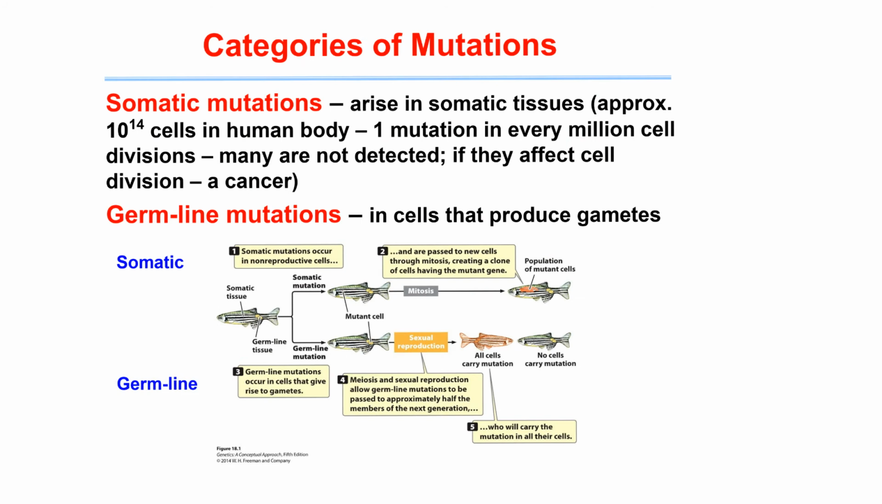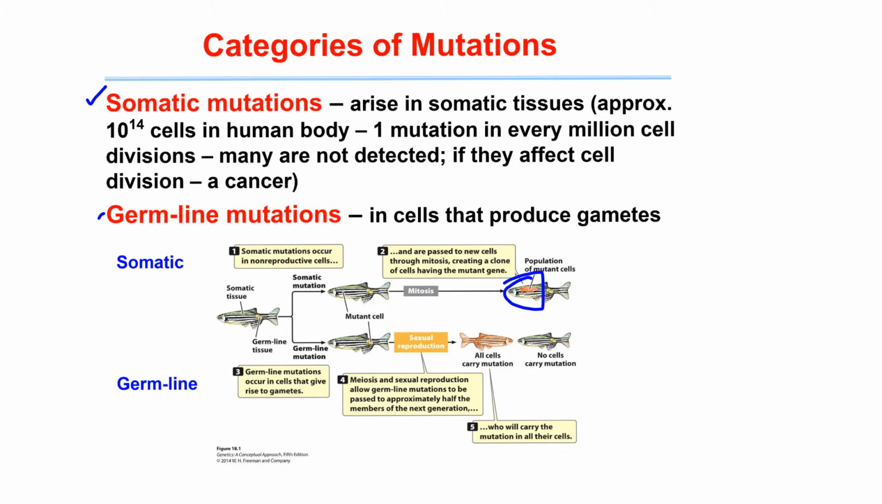Let's first start to discuss categories of mutations. In multicellular organisms, we can distinguish between two broad categories: somatic mutations and germline mutations. Somatic mutations arise in somatic tissue. What does it mean? They occur in non-reproductive cells, and they can be passed to new cells through mitosis, which creates a clone of cells carrying the mutation, like you can see outlined right here.